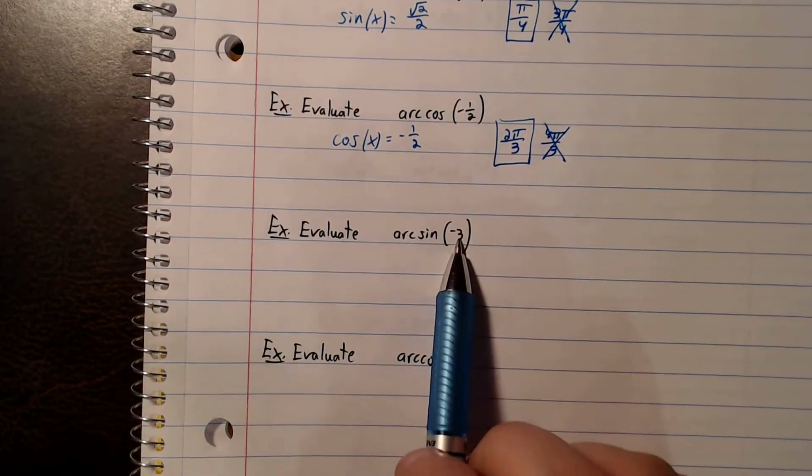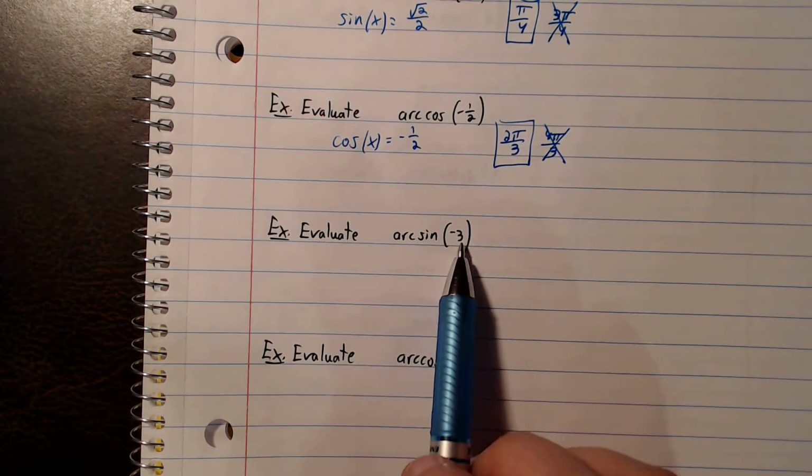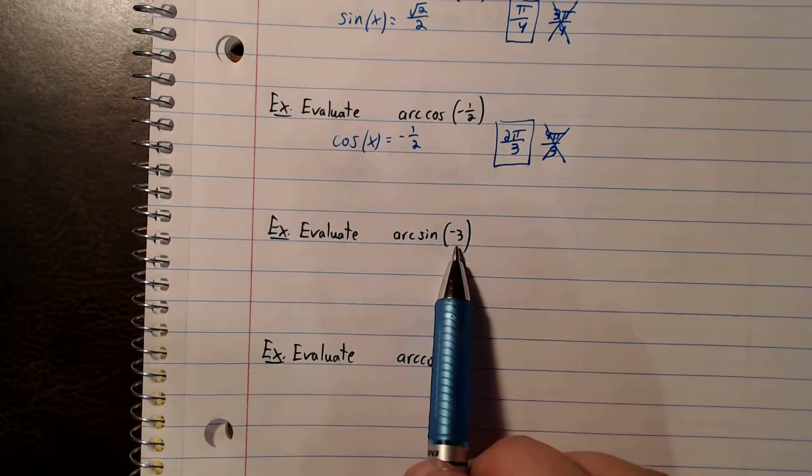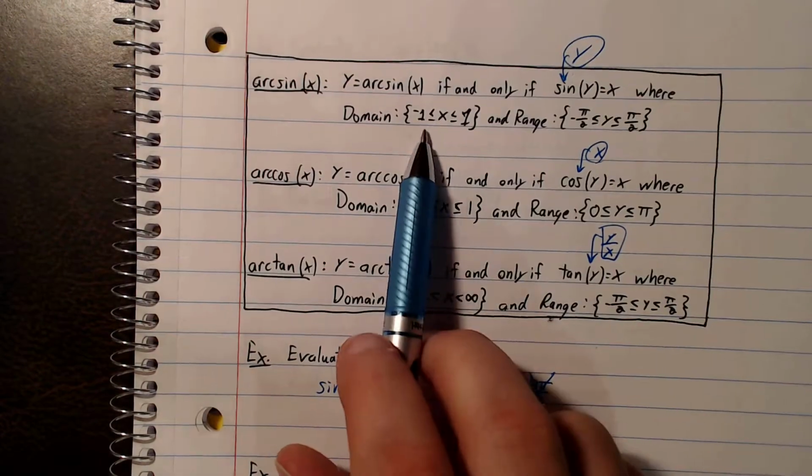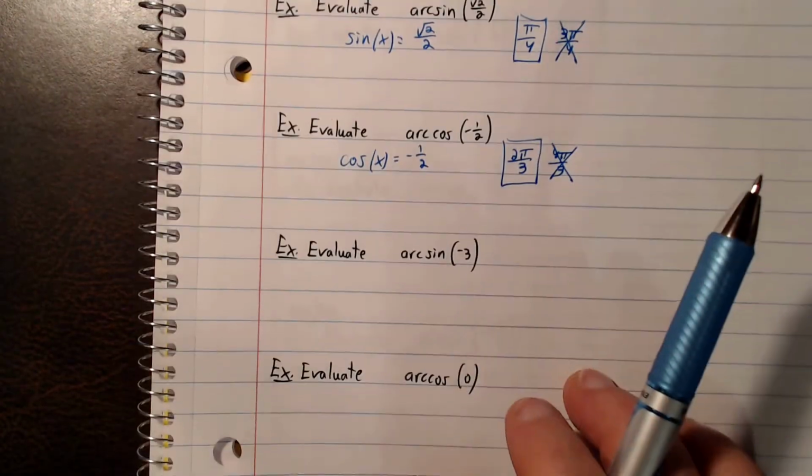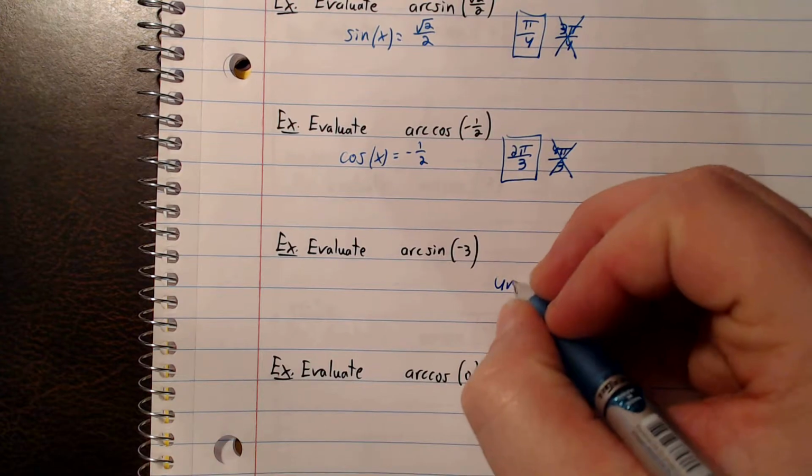Arc sine of negative 3. Hey, wait a minute. That doesn't even fit the domain. It's outside the domain. We can't even do this problem. This is undefined.